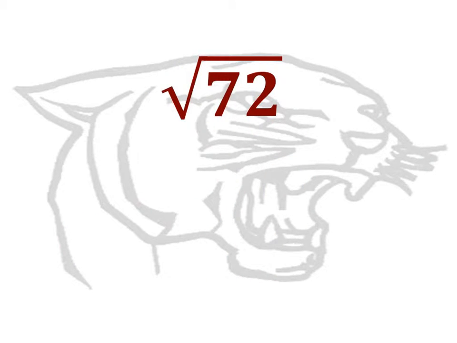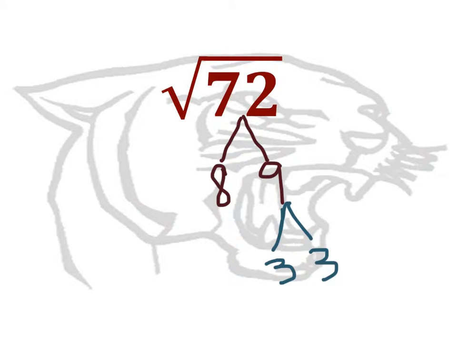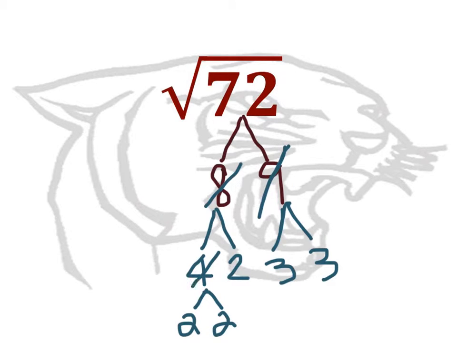Let's look at the next example, the square root of 72. We break it down into its factors. We know that 8 times 9 gives us 72. My factors of 9 are 3 and 3, and once I've broken my factors down to their prime factors, I mark them out. I know 8 can be factored into 4 and 2, and then I know 4 can be factored into 2 and 2. I match them up.